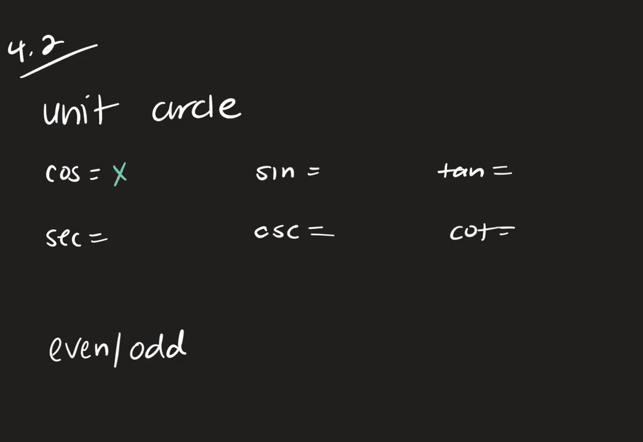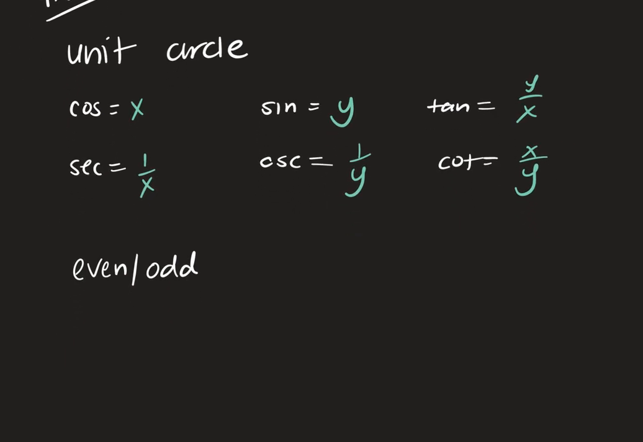So the cosine is your x, the sine is your y, the tan is your y over your x. The secant would be the reciprocal of your cosine. So I'd flip my cosine or do 1 over x. The cosecant is the reciprocal of sine. I flip it or I do 1 over y. And the cotangent is x over y.